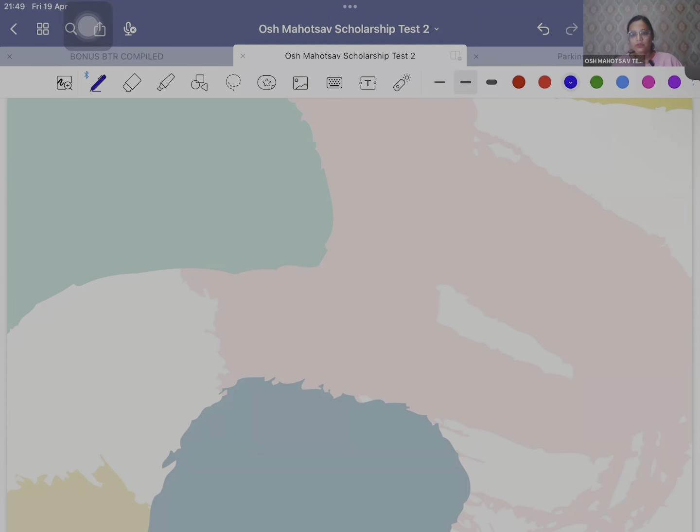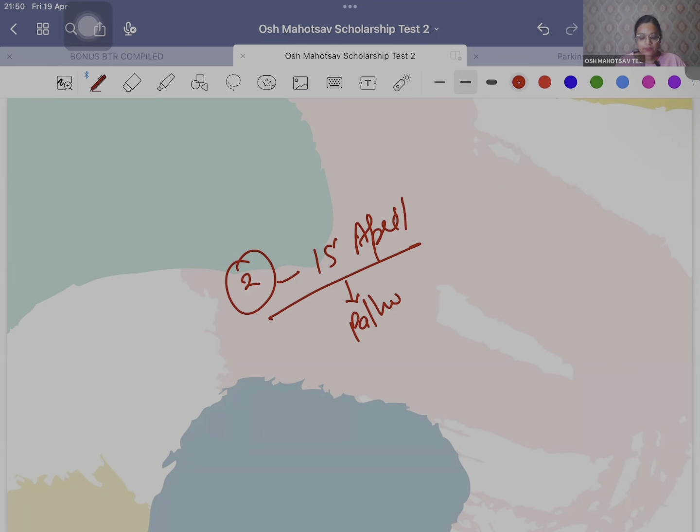Today we are here to discuss our Osh Mahotsav scholarship test number 2, which was on 15th April. The subjects were pathology plus pharma. I hope everybody has given the test. Now we will quickly recall our whole 60 questions, and we will finish it early. I hope everyone can see my screen and hear me.